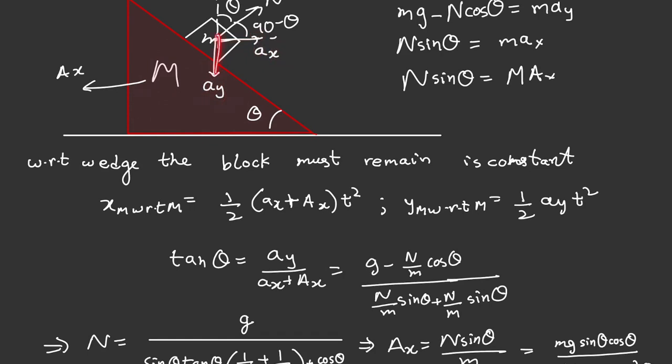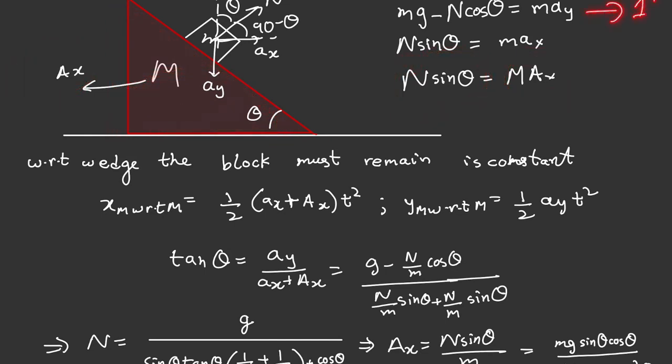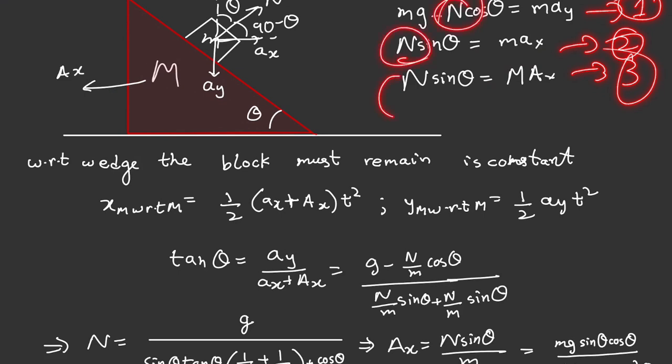So the vertical forces are mg minus N cos theta, which is nothing but may, and the horizontal force is N sin theta, which is nothing but max. Also the same horizontal force acts on capital M, so N sin theta is also capital M times capital A x. So we've got three equations, but we have four variables. So how do we solve this?